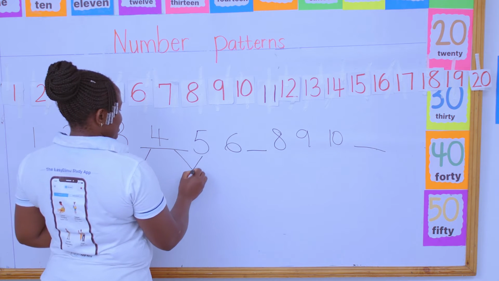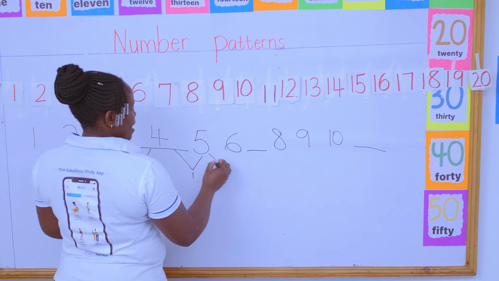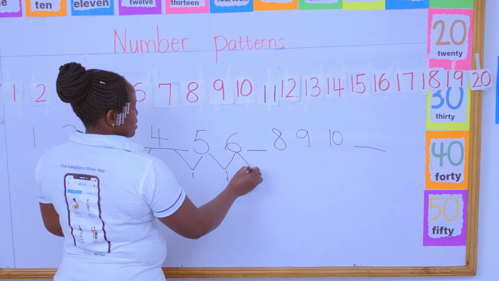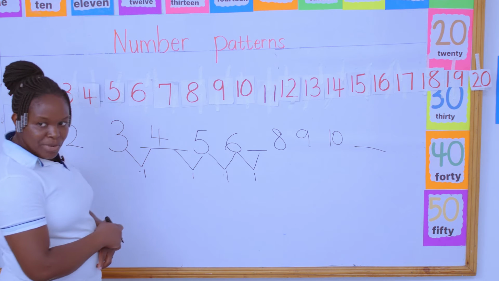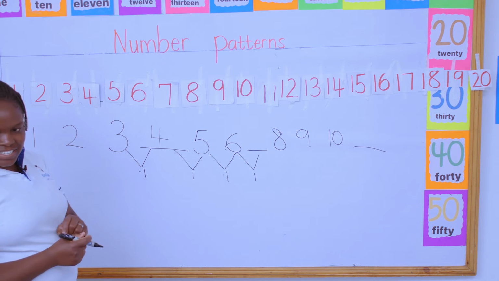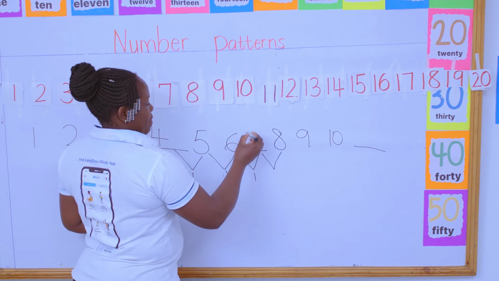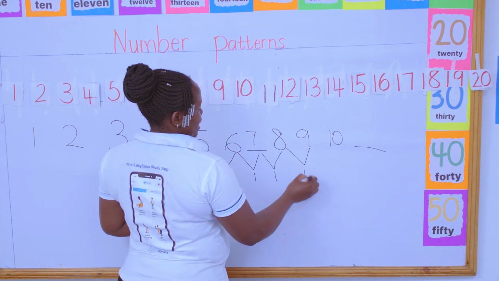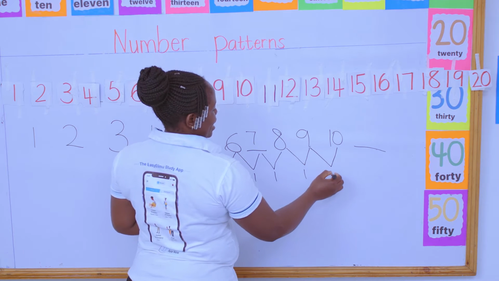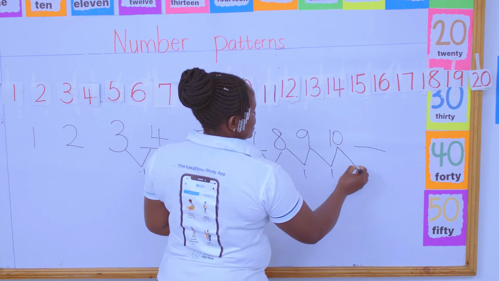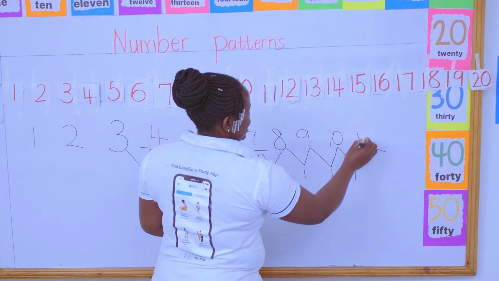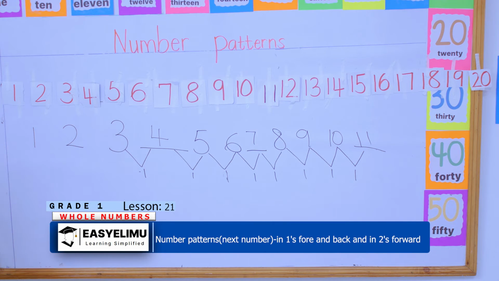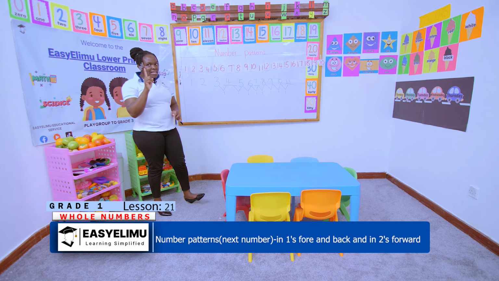So from 4 to 5, I will still add a 1. From 5 to 6, I still add a 1. From 6, when I add a 1, what do I get? We are increasing it by 1. What do I get? I get a 7. When I increase 7 by 1, I get an 8. When I increase 8 by 1, I get a 9. When I increase 9 by 1, I get a 10. And when I increase 10 by 1, I get 11. So my missing numbers are 4, 7, and 11. And that is the same thing we will do when we are doing counting backwards.